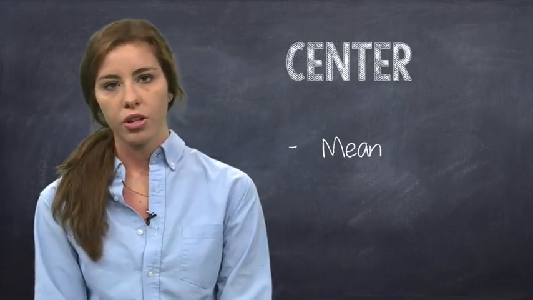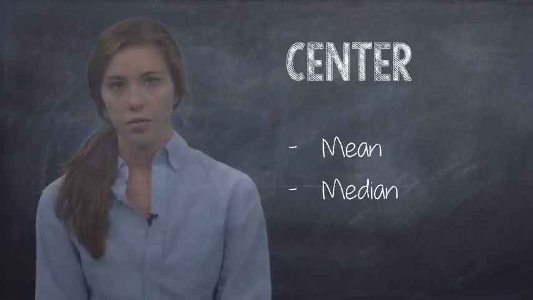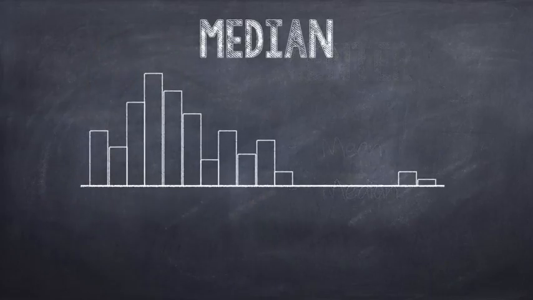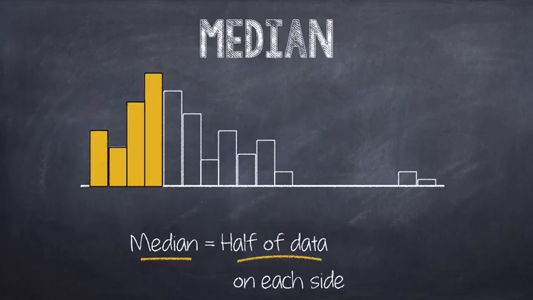Mean and median are the 2 measures of center commonly used to describe distributions. The median is often easier to estimate from a histogram than the mean, so let's start with that. Have your students shade in exactly half of the histogram, starting from the left and working towards the right. The point at which they stop shading is the median.